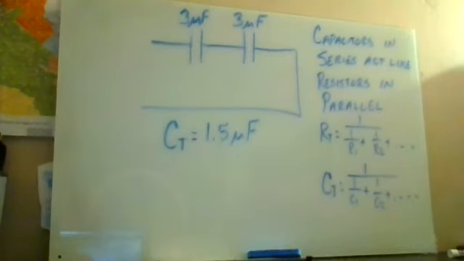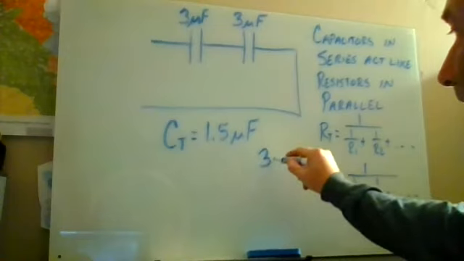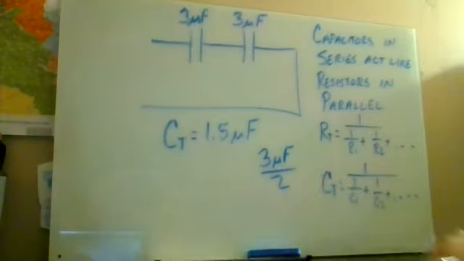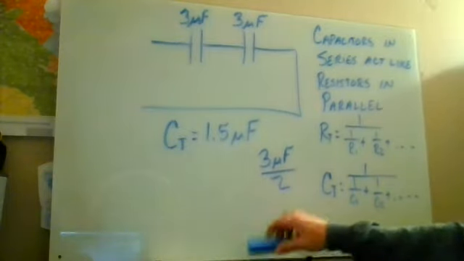I could have also done it another way. Did we not learn in parallel that if they're the same, all I have to do is take the value and divide it by how many I have? Because I only have 2, I could have said 3 microfarads divided by 2 leaves me with 1.5 microfarads. We learned that in doing resistors in parallel. If they're all the same, I just put down the value, divide by however many I have, and that's my total. So let's try another one.